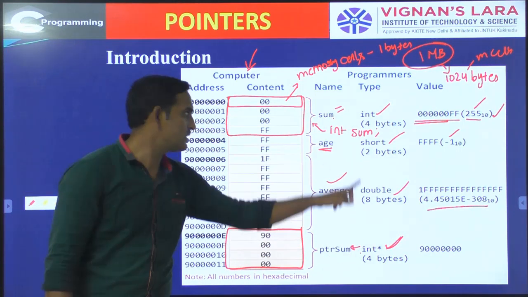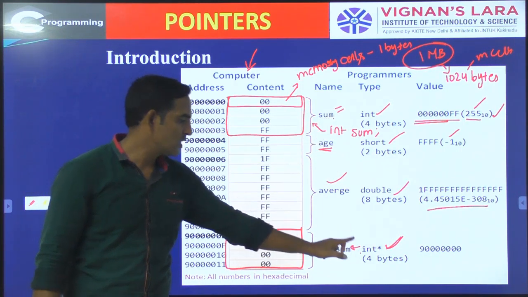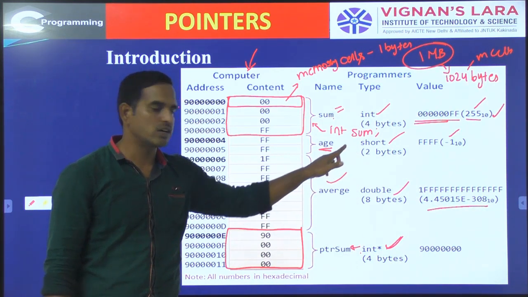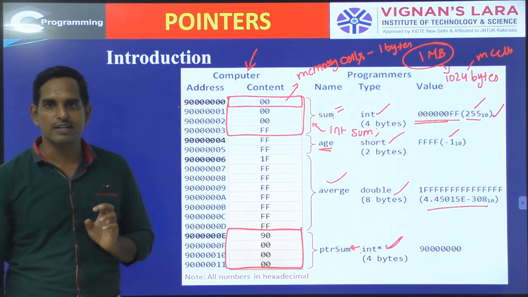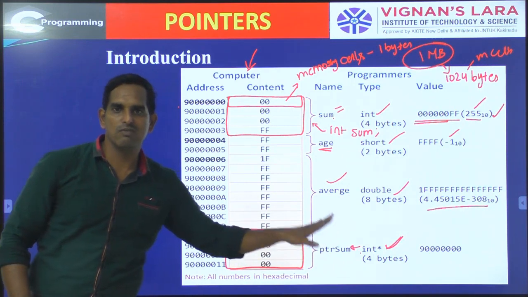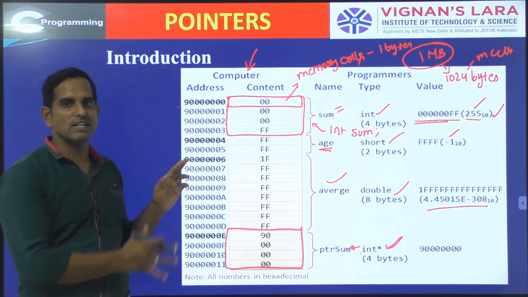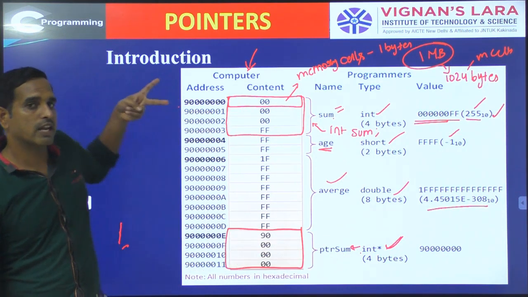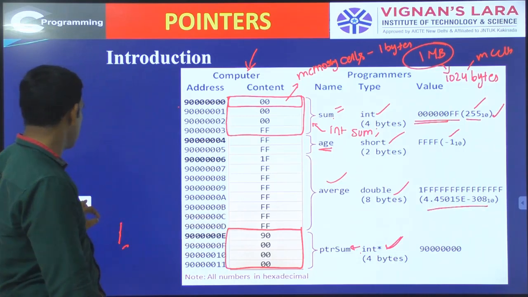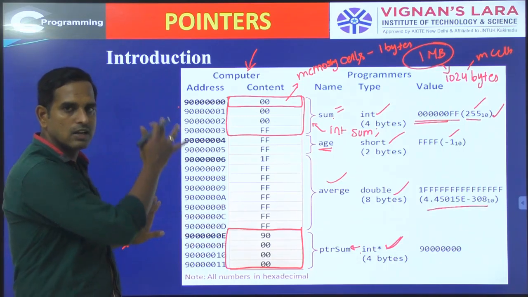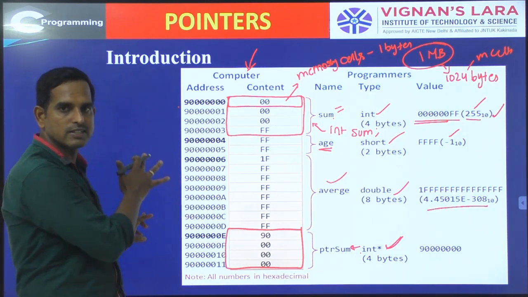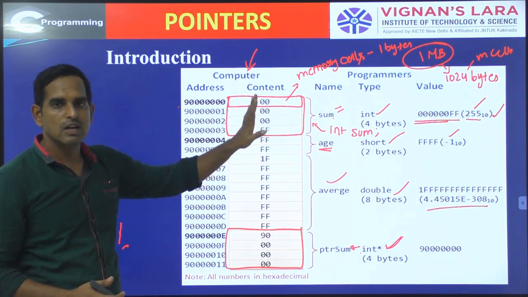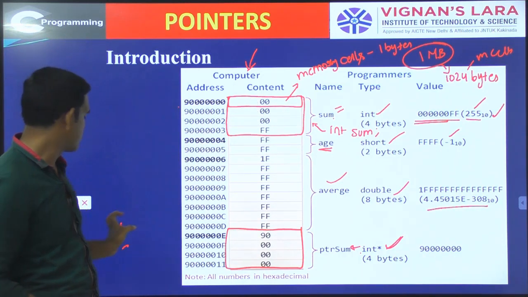Since it is an integer, it will point to an integer data type. If it is a float, it will point to a floating value. If it is short, it will point to short. If it is double, it will point to a double memory address. Based upon the declaration, you will have your pointer. So the basic differentiation is that your variables will store your variable values, and your pointers will store your variables' memory addresses. You should have this conceptual view of memory addresses. When you declare any variable, you will have a memory address for those variables, and these pointers will store these memory addresses.